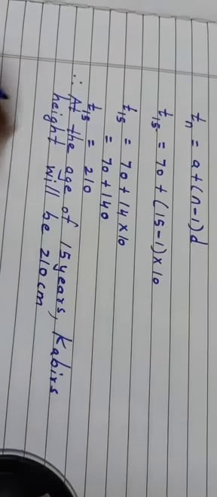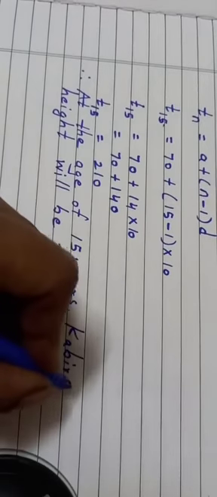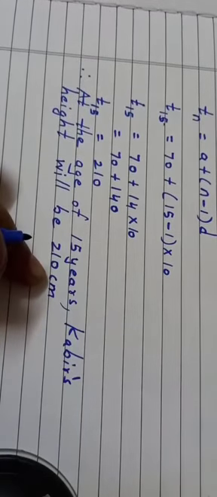Okay, a very interesting example. You can conclude by writing the statement: Therefore, at the age of 15 years, Kabir's height will be 210 centimeter.